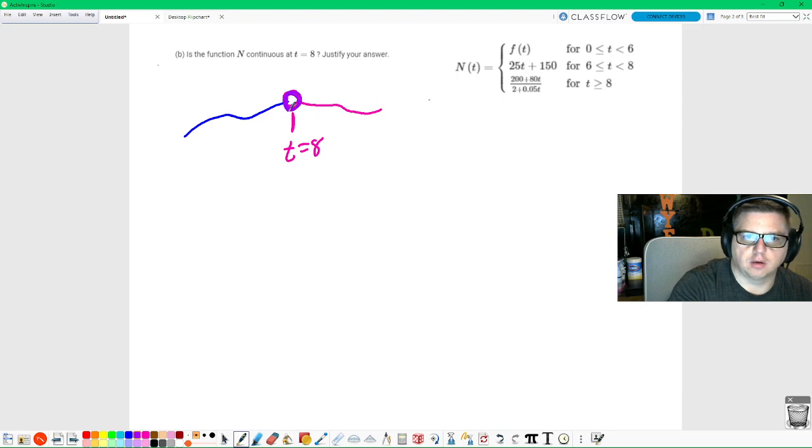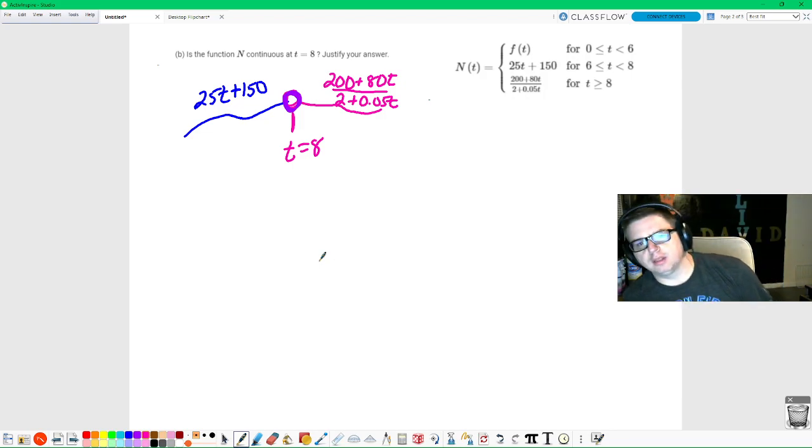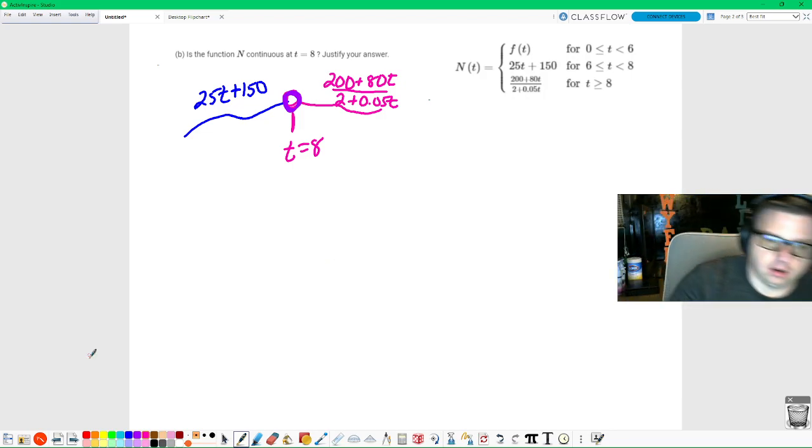This value, I'm going to make it a different color, has to be the same for both the blue and the pink. So the function coming in is 25t plus 150, and the function leaving is 200 plus 80t over 2 plus 0.05t. And you're going to go, well, where did that stuff come from? That's a great question.